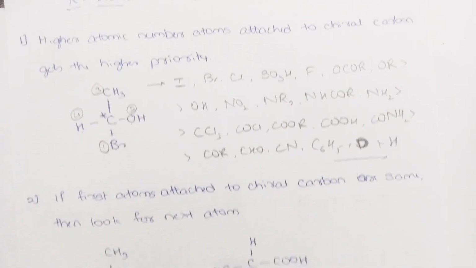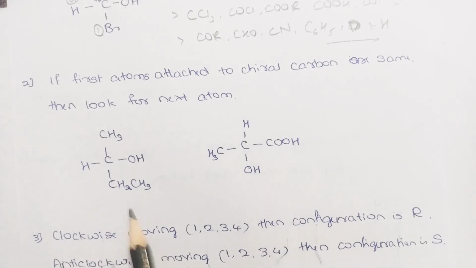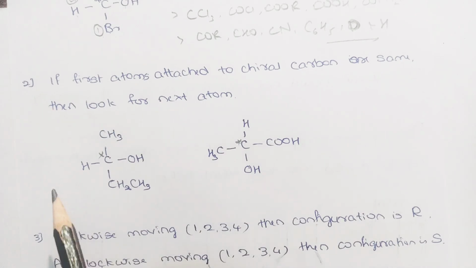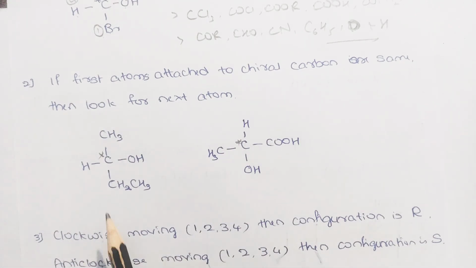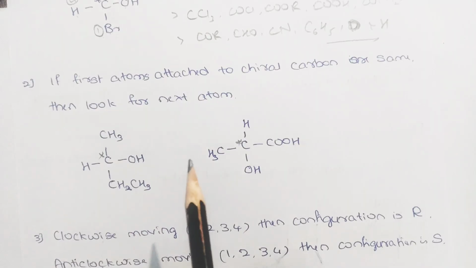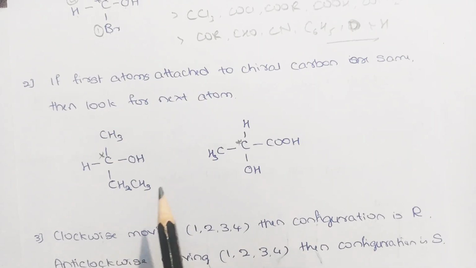Then what is the next rule? The second rule is, if the first atoms attached to the chiral carbon are the same, then we need to look for the next atom. Means if the two groups attached to the chiral carbon contain the same first atoms, then we have to look for the second atom.